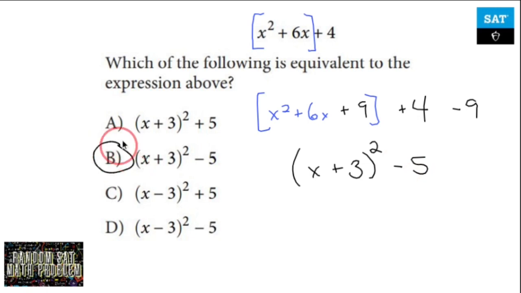So I went about that in a different way and probably not the best way, but that's kind of how I felt seeing this problem. The easiest way to do it maybe is to FOIL all of these out and then combine like terms. I don't know, whatever floats your boat, but this worked for me.